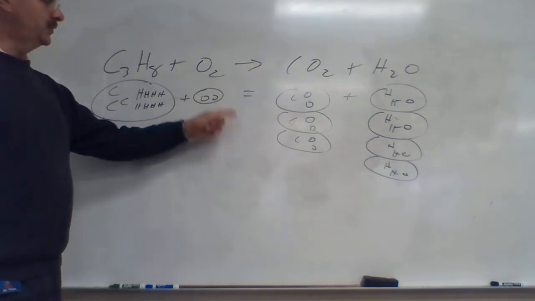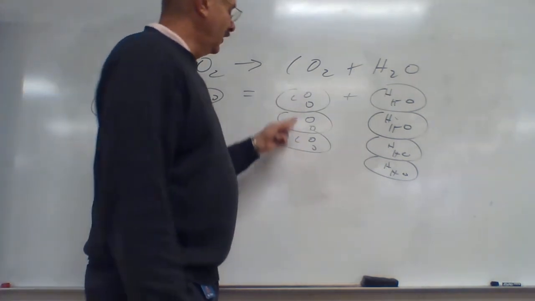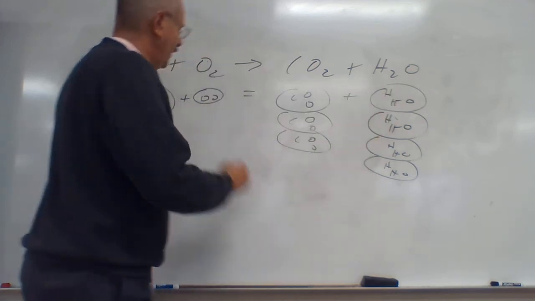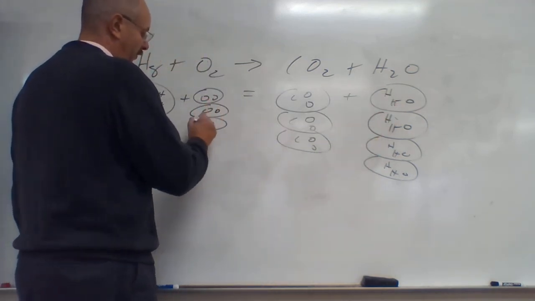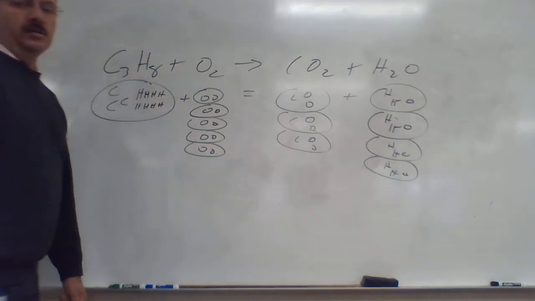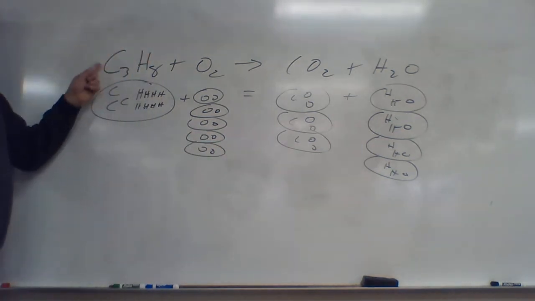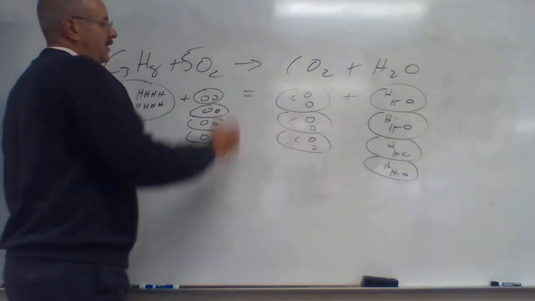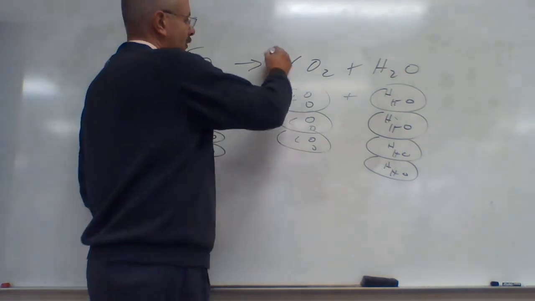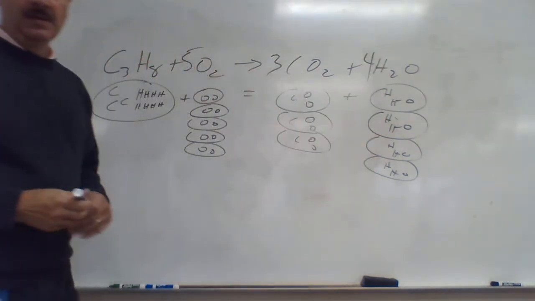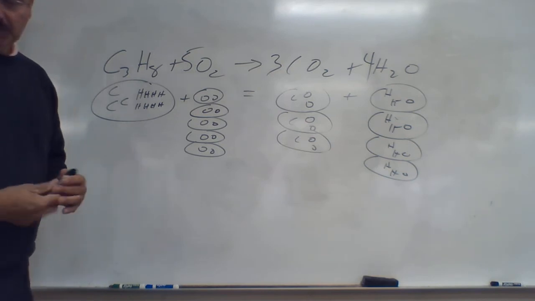Now I'm up to O's. I got 2, and this side I got 1, 2, 3, 4, 5, 6, 7, 8, 9, 10. So I got 10, so I can make this 10. There's 4, 6, 8, 10. So there's my final answer. I got 1 of this, leave it blank. Put a 5 molecules there, a 3, and 4 molecules of him. So there's my final one on that one.